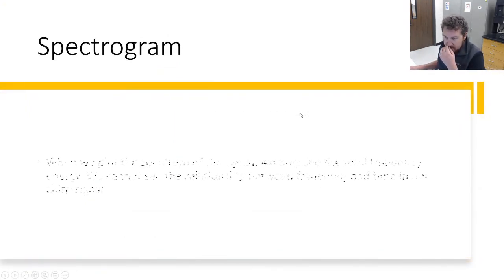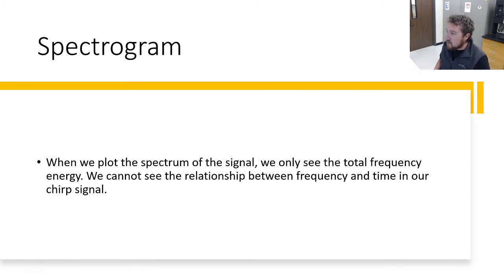First off, here's the question that we're dealing with. When we plot the spectrum of a signal, we only see the total frequency energy. We cannot see the relationship between frequency and time in our chirp signal. When we look at the spectrum, all we've got is the soup of the frequencies that occurred in the signal, and we can't really tell any other information. So when you're dealing with a non-periodic signal, a spectrum is really not the most useful tool. It's cool to look at, but it's not going to get you anywhere useful. So we need a spectrogram in order to get that time information out.